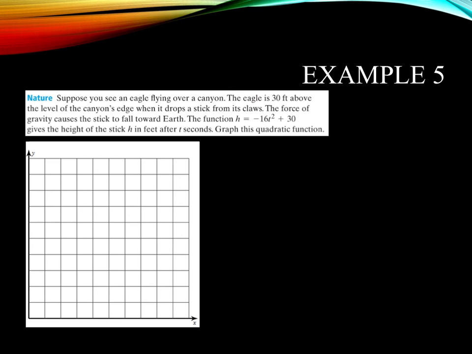And for our final example, it says, suppose you see an eagle flying over a canyon. The eagle is 30 feet above, which is why I have my 30 here. The canyon's edge, when it drops a stick from its claws, the force of gravity causes the stick to fall towards the earth, and we're given the function negative 16t squared plus 30. We're going to graph this again. So again, I have my time, which is really my x, my height, which is really my y.